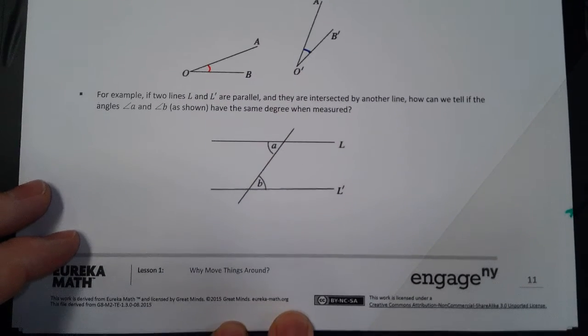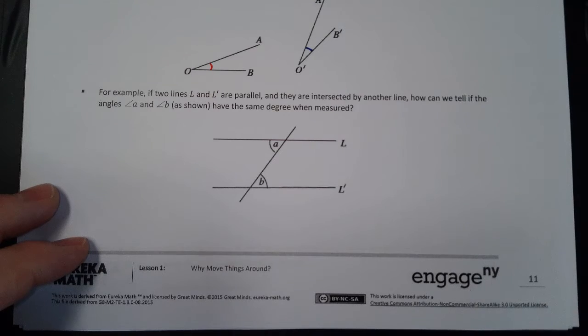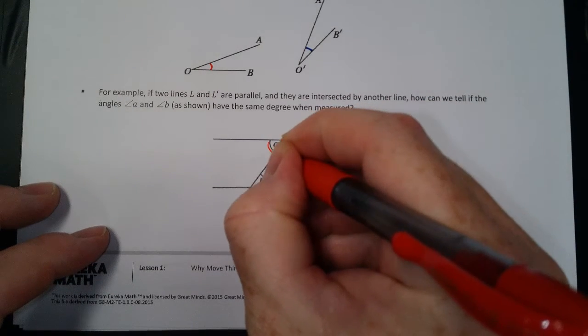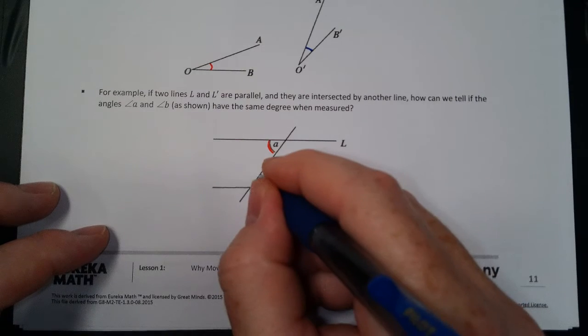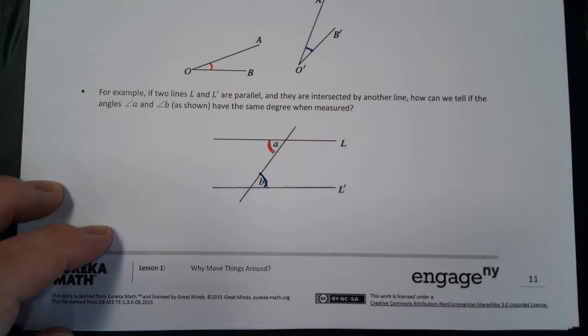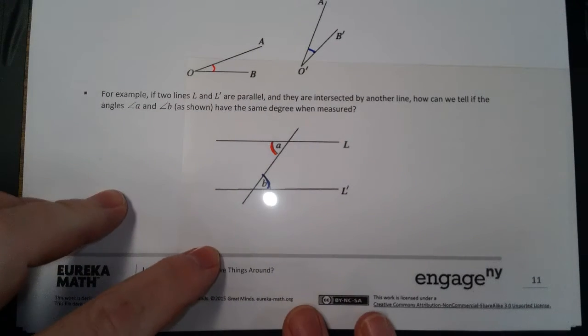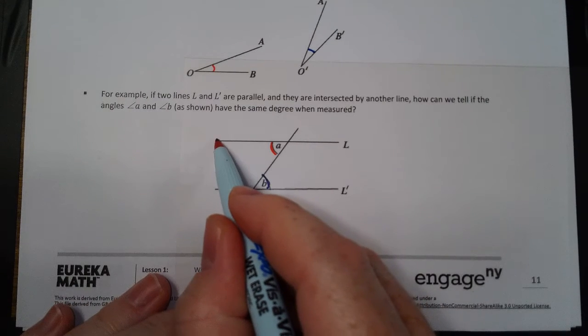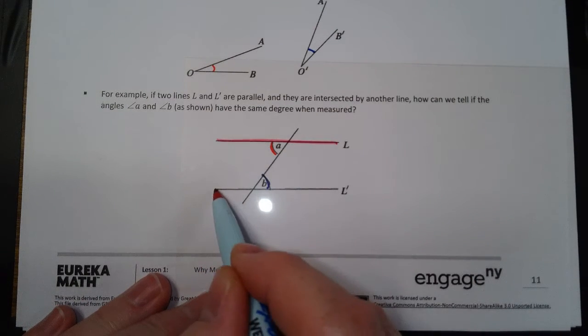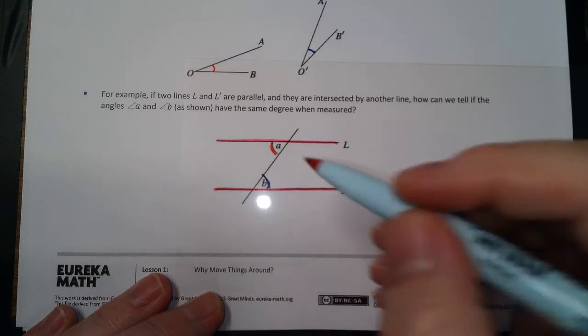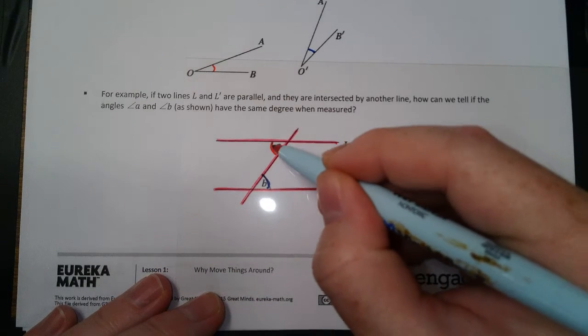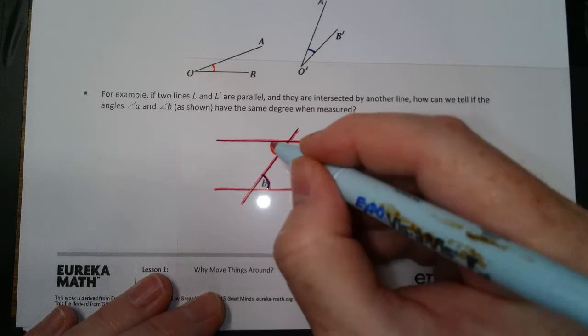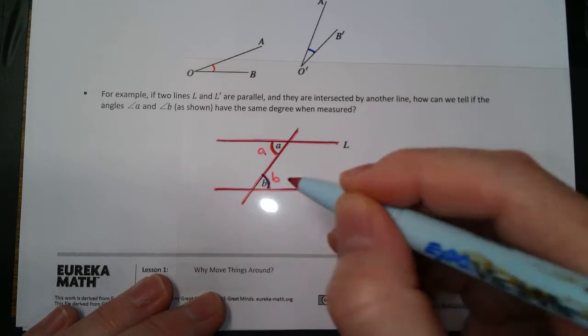We can even do it when we have a shape like this. This is asking us, how can we tell that angle A and angle B have the same degree? Well, this is going to be a little bit different. Watch how I do this one. For this one, I'm going to trace everything. I'm going to trace the parallel lines. I'm going to trace the intersecting line. I'm going to trace my angles, and I'm going to label them A and B.